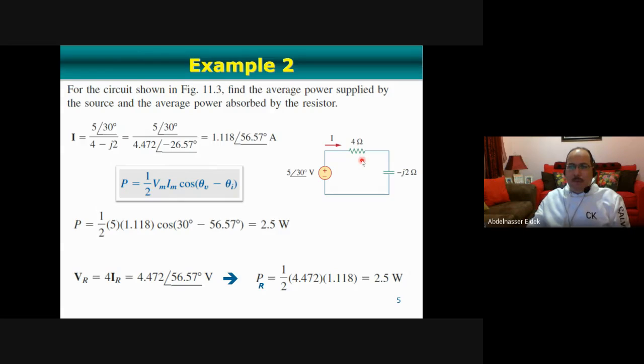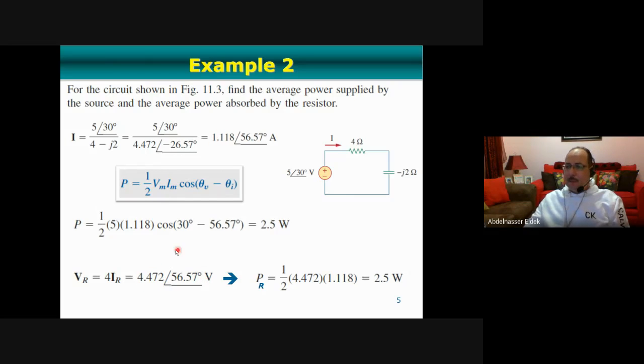But you still can prove it. How can you prove it? You use the same equation, 1/2 Vm Im cosine of theta V minus theta I. But you are talking about the voltage across the resistor and the current. We have the current already here, which is this one. And what is this 4 here? 4 is the ohm resistance. So you need to calculate the voltage across the resistor. So it is 4 times the current. You multiply this by 4, and it will be 4.472.